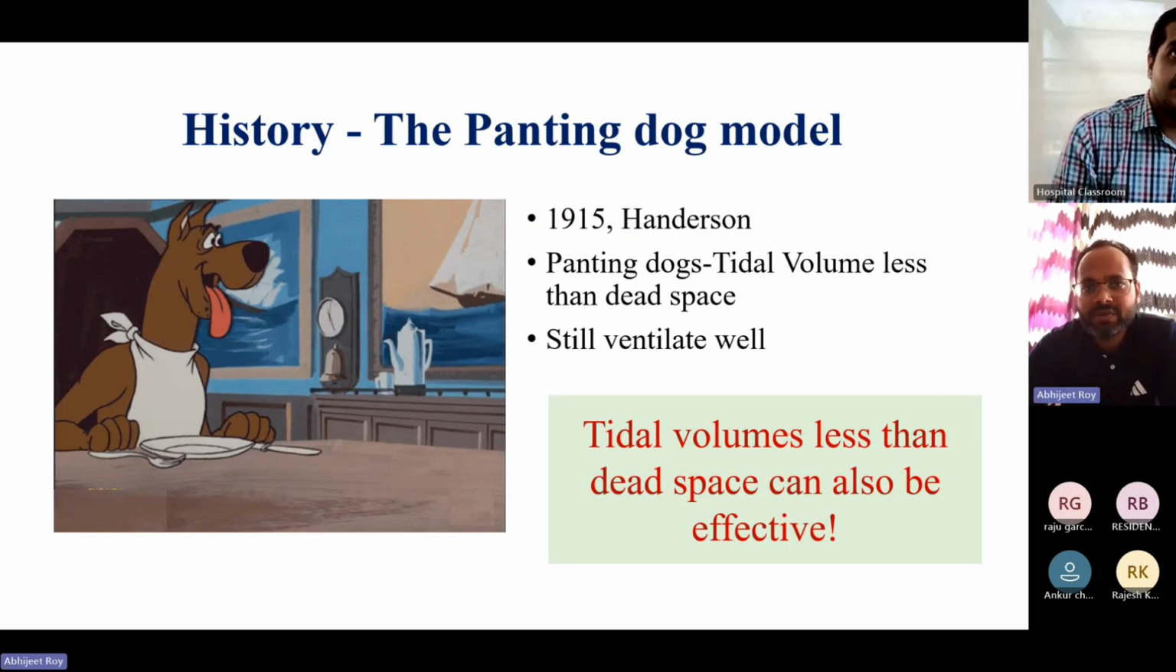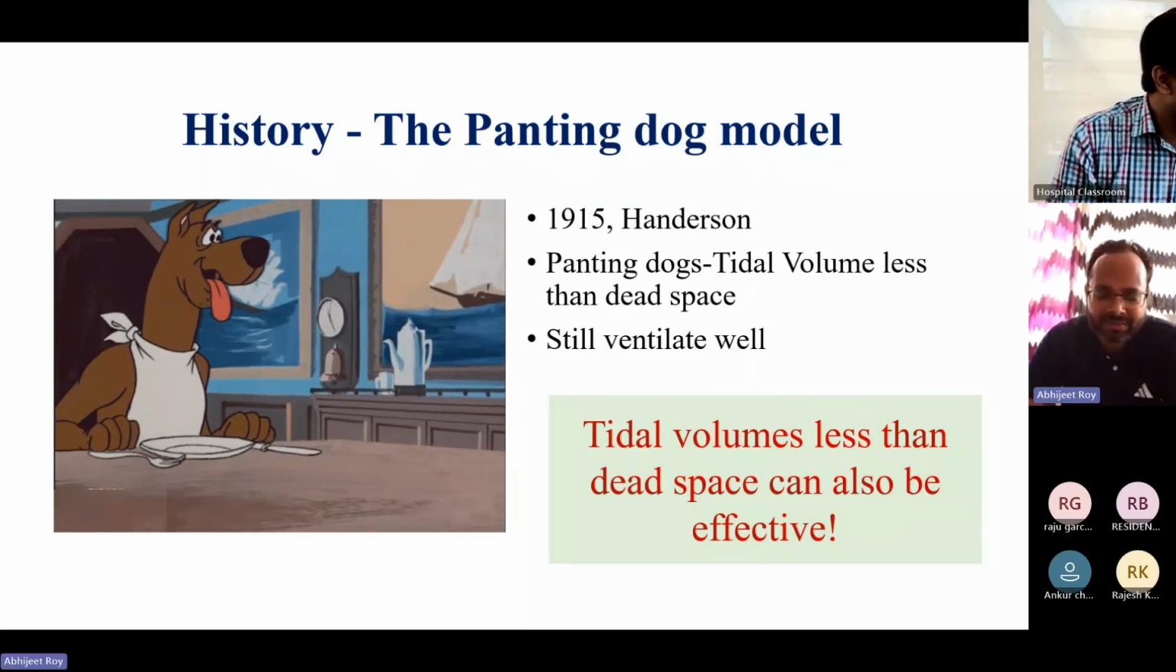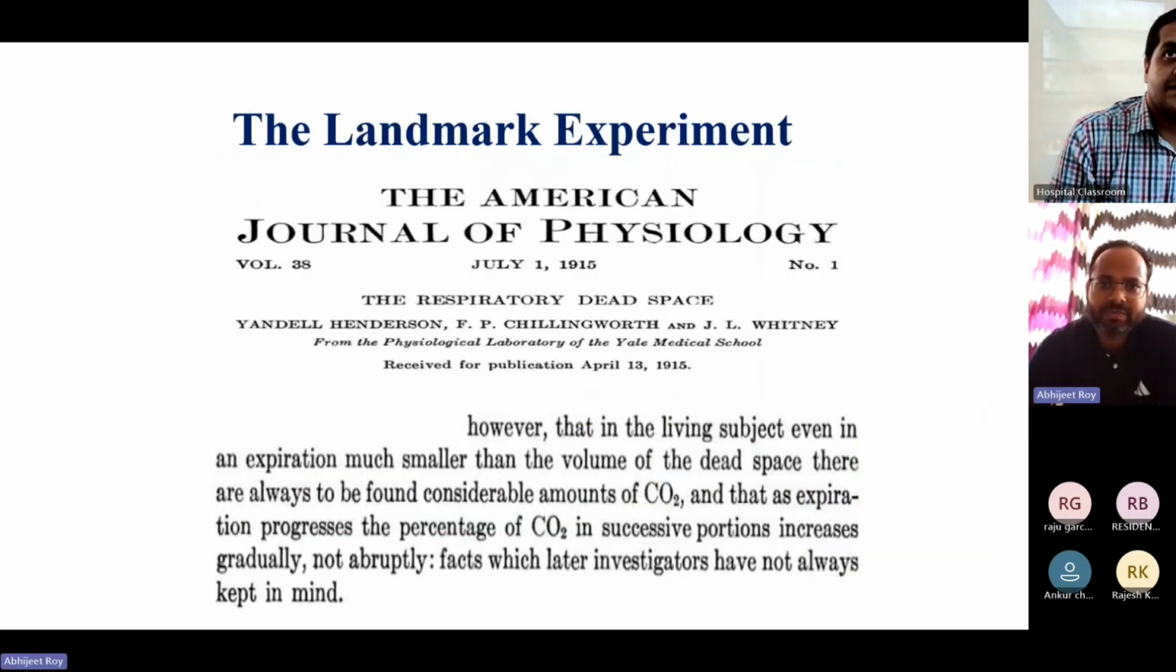So a bit about history. In 1915, Henderson et al. saw a panting dog. They saw that the dog is panting effortlessly and without getting hypoxic or hypercapnic or hypocapnic, and it still ventilates very well. So a tidal volume less than dead space can also be effective. This was a landmark experiment published in the Journal of Physiology in 1915.